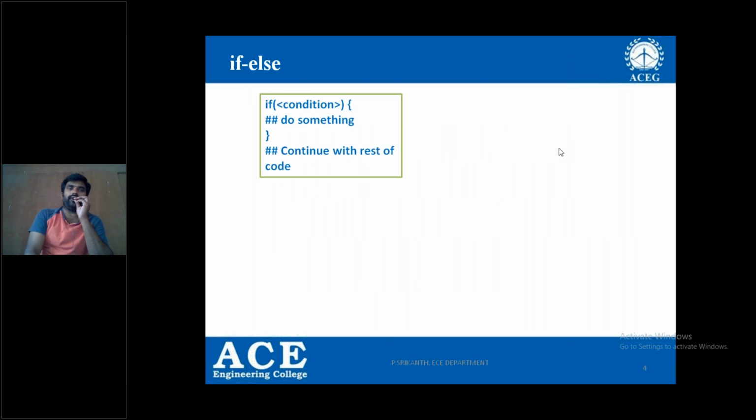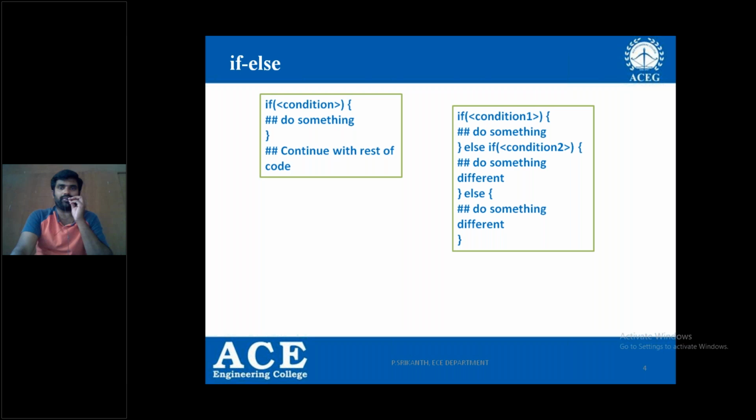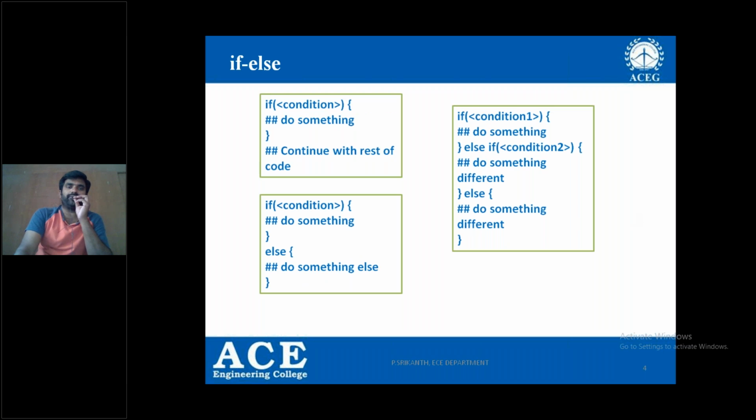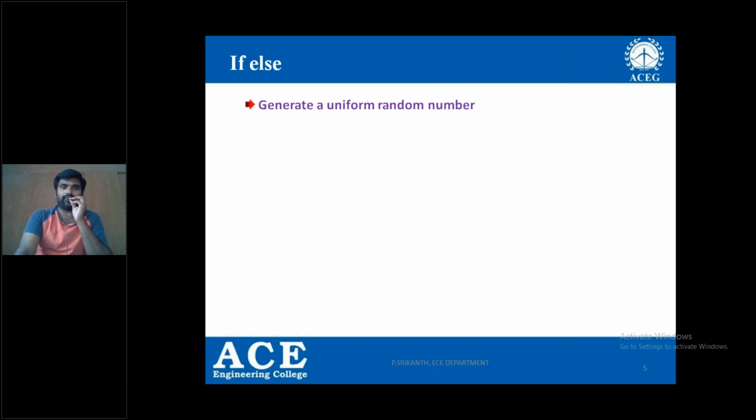First, if else. Basically, this is the syntax for if else, the common syntax for any language, for any platform. If a condition is true, do something, or else continue with the rest of the code. If condition one is true, do something, else if, again check for another condition, do something, or else do something different, right? Or only a simple if else.